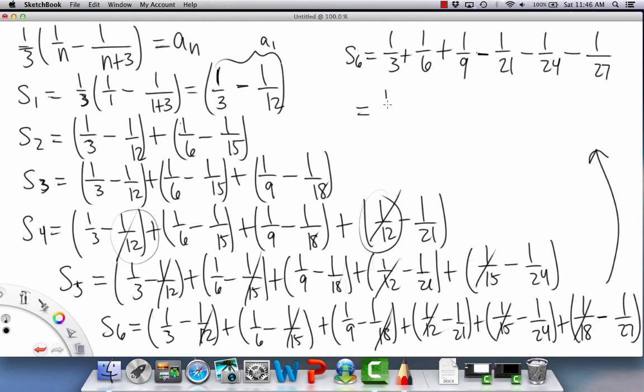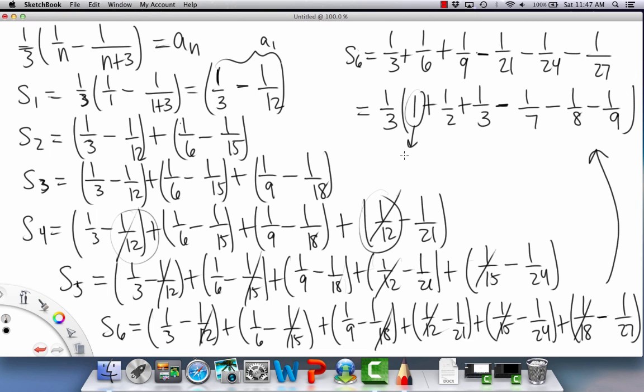So you might see that it's useful to factor out a 1 over 3. So then this might be a little bit more recognizable. If you factor out a 1 over 3, we get 1 plus 1 over 2 plus 1 over 3. And then we have a minus 1 over 7 minus 1 over 8 minus 1 over 9. Okay? So here, this is our first term, technically. This was when n equals 1. This was when n equals 2. This was when n equals 3. This was when n equals 4, n equals 5, and finally n equals 6, right? Because we went up to the 6th term.